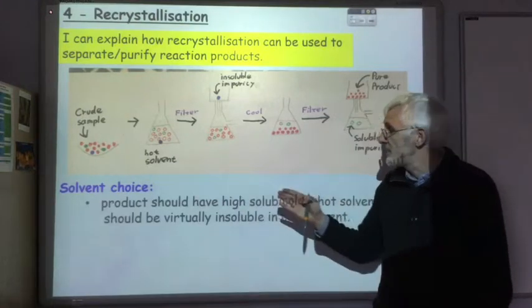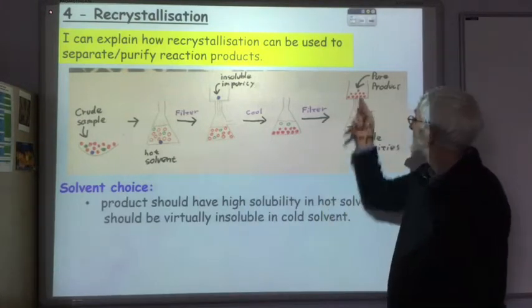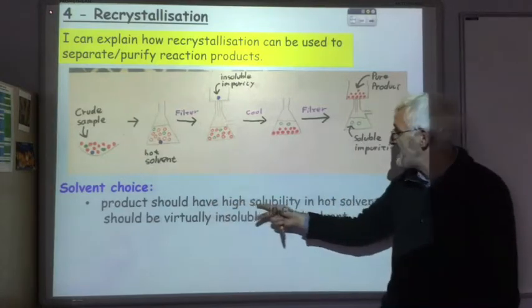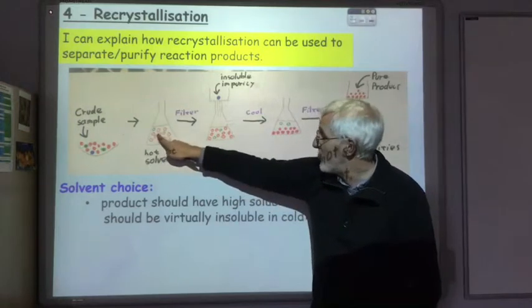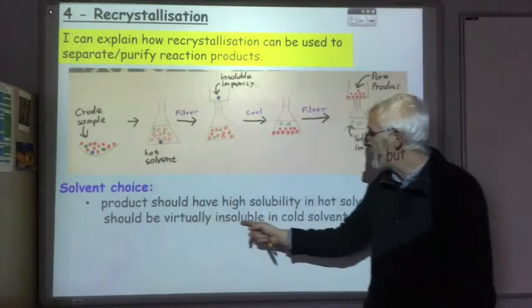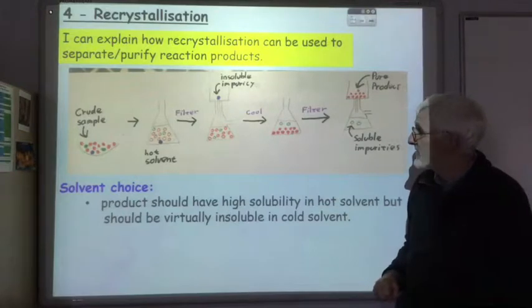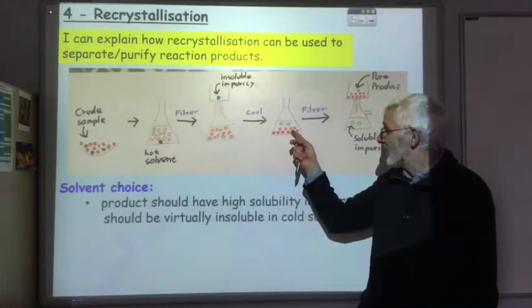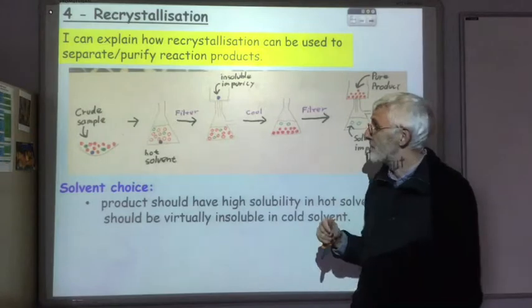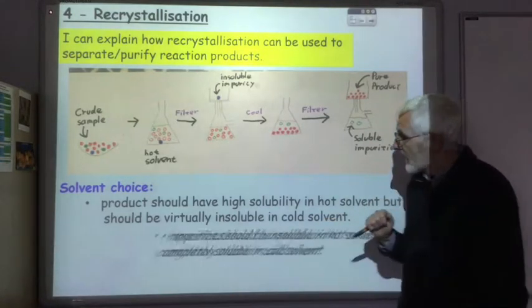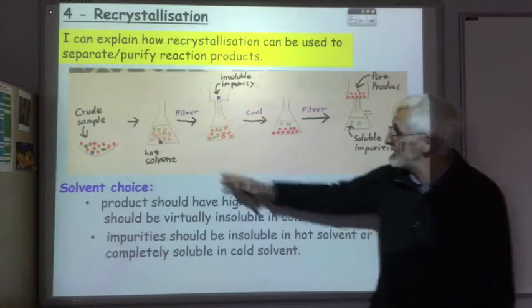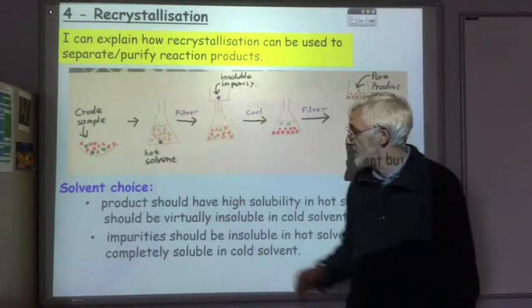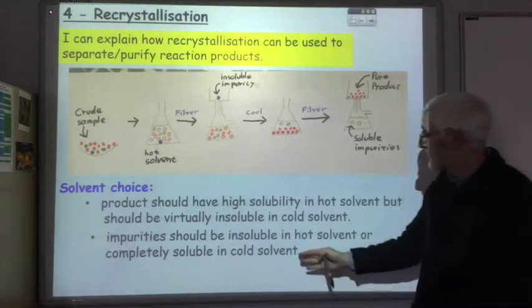Right, the product, so the red stuff in this case, should have a high solubility in the hot solvent. So it dissolved really well in the hot solvent, but should be virtually insoluble in the cold solvent. And our impurities should either be insoluble in the hot solvent, like the blue dots, or completely soluble in the cold solvent, like the green dots.